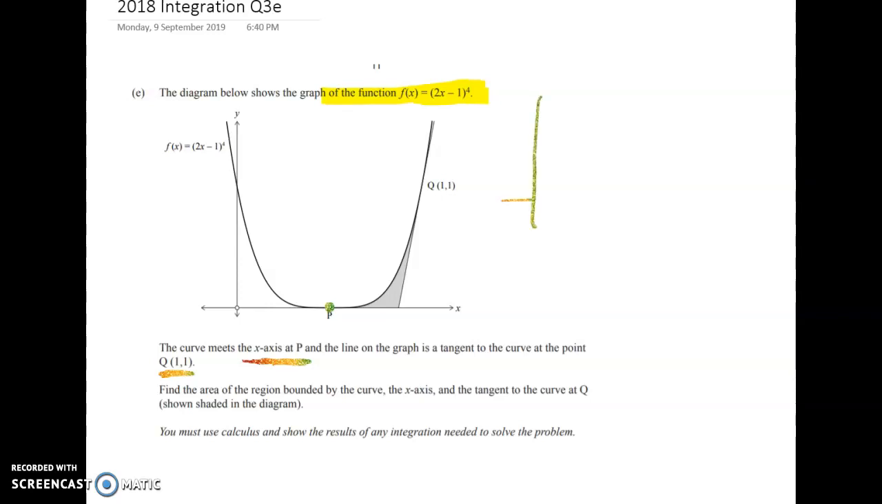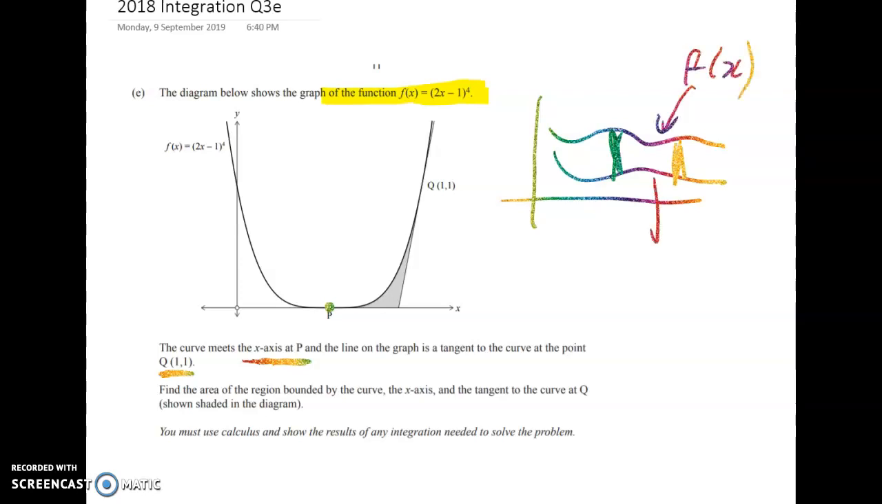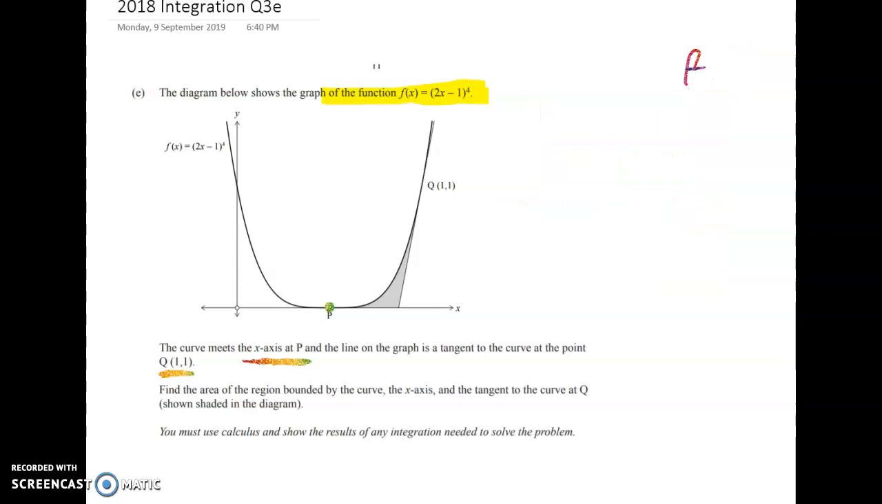thinking about this. One of them is to say, well, we've got two functions. We've got a top function and an underneath function. And so the area between them is this one, which we could call f of x, and this one, which we could call g of x. But I think there's an easier way to see what's going on here. Now, for both of these approaches, what we're going to have to do is work with two functions, this one here, which is the curve, but also the equation of this tangent line.